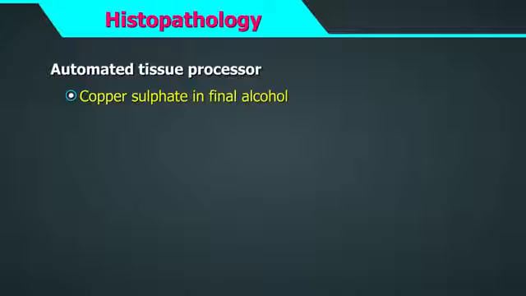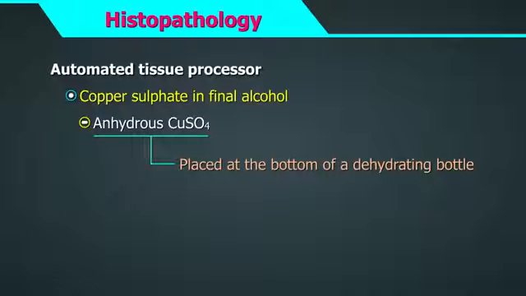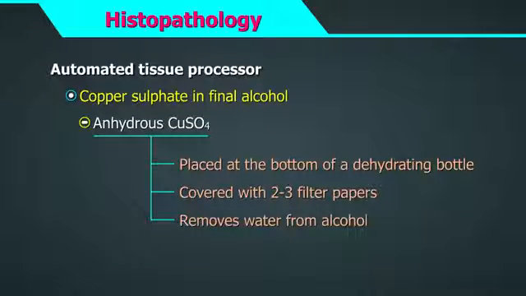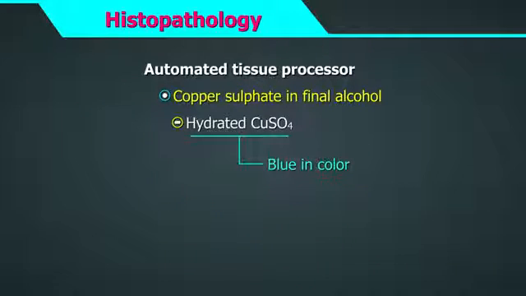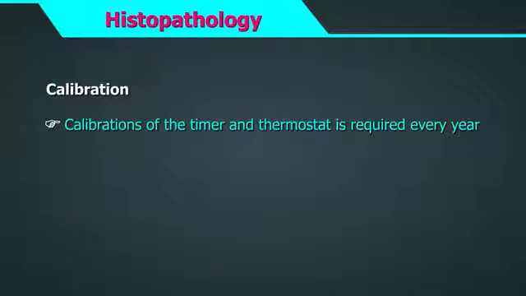Use of copper sulfate in final alcohol. A layer of anhydrous copper sulfate is placed at the bottom of a dehydrating bottle or beaker and is covered with 2 to 3 filter papers of approximate size to prevent staining of the tissue. Anhydrous copper sulfate removes water from alcohol. It is white in color while the hydrated form is blue. Therefore, it acts as an indicator for the presence of water. Calibration. Calibrations of the timer and the thermostat are required every year or as per lab policies.